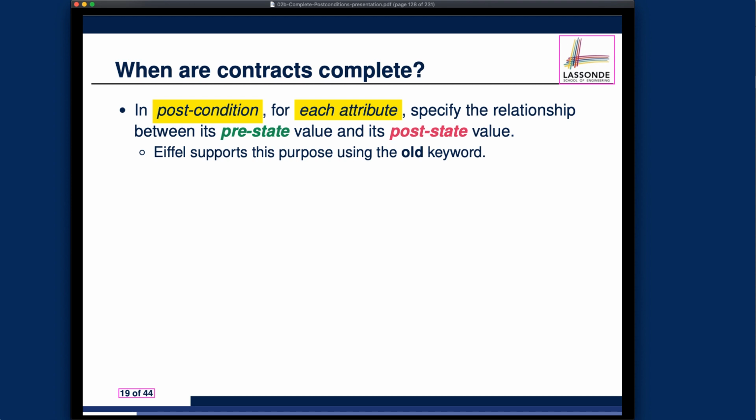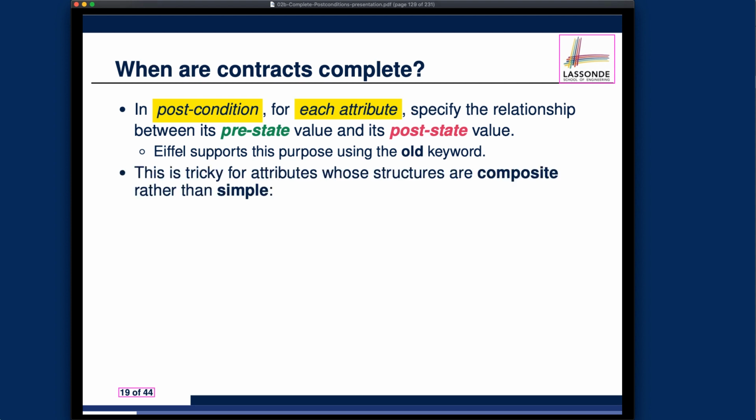In the post condition, for each attribute in your class, you should really try to write some condition in the post state and relate it to the pre state to constrain the supplier. Specify the relationship between the pre-state value and its post-state value. I will support this using the old keyword, and we talked previously about how the old expression can trigger automatic caching of the pre-state values.